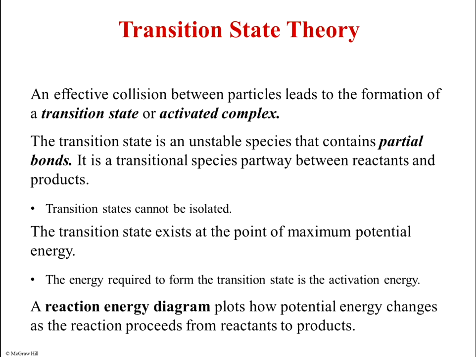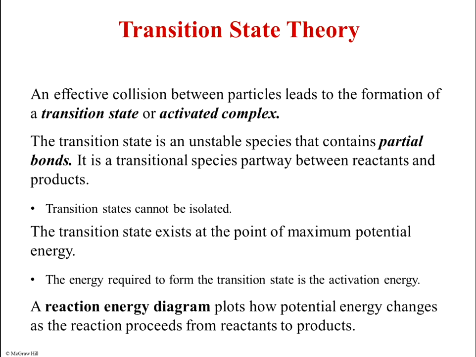They are partial bonds. This is a transient species. It's transitional between reactants and products. As a general rule, we cannot isolate transition states. We can't make them as chemical species. It only exists at a point on the maximum potential energy. The energy required to form the transition state, that is the activation energy.